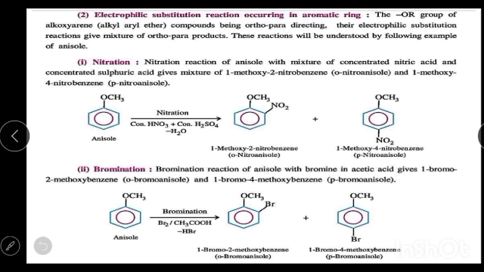We can see nitration, bromination, chlorination, all occur here. That is in anisole. This compound is known as anisole. If anisole undergoes nitration, it will form ortho and para nitroanisole, since it is ortho and para directing. You can see here, it will be either ortho or para. And bromination, similar to nitration, will give ortho and para bromoanisole.